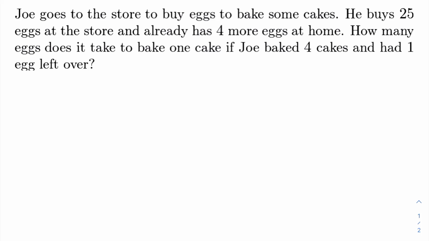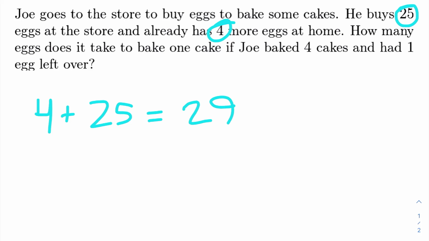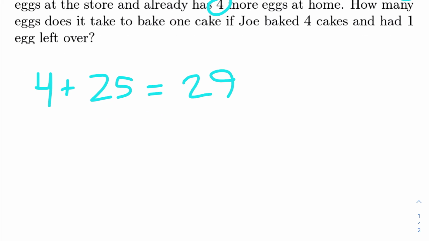He bought 25 eggs and he already had 4 at home. So that means that he had 4 plus 25 eggs in total, which is 29. So Joe must have needed 29 eggs to bake 4 cakes and have 1 egg left over.